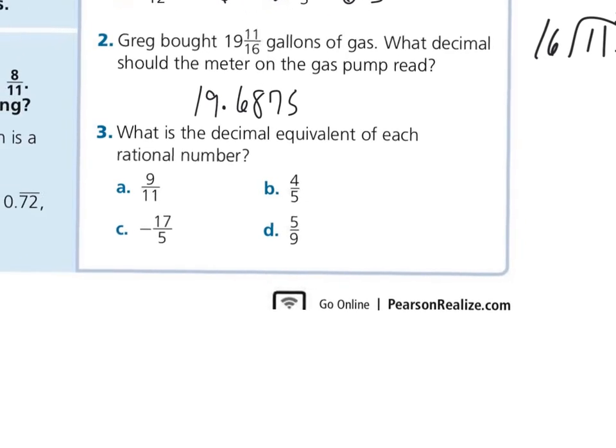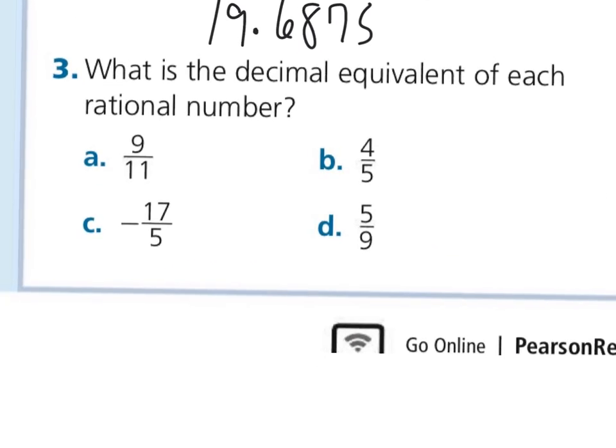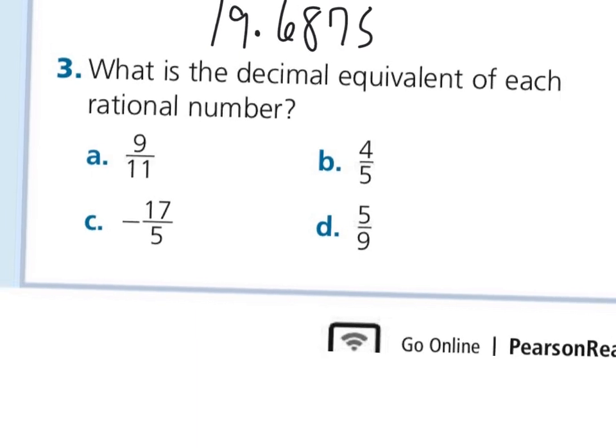Number 3, what is the decimal equivalent of each rational number? So more changing to decimals here. For part A, that comes out as a repeating decimal. It's 0.818181 and so on, so we can put a bar above the 8 and the 1. If you want to put a 0 before the decimal point, you can. Either way would be okay.